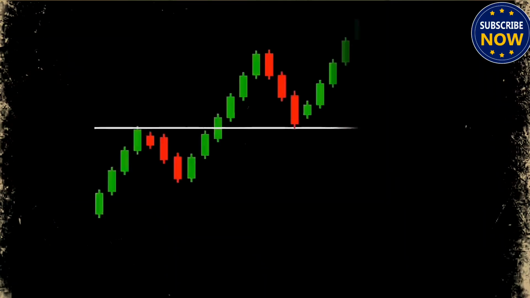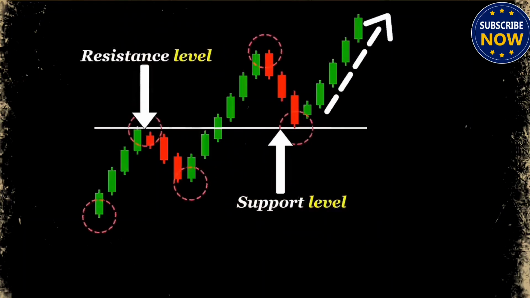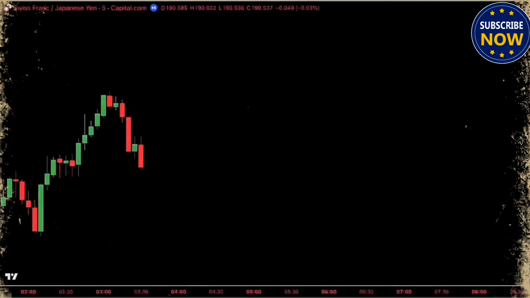Now the question is how to identify the beginning of an impulsive move and the end of a retracement. This is where support and resistance become extremely important, because they give us a clear reference point on the chart. If you want to understand this concept in more detail, you can check the previous lesson where I explained support and resistance step by step. But for now, let's focus on how to use them within market structure. Let's look at this chart example. As you can see, the market moves upward and then starts to reverse.